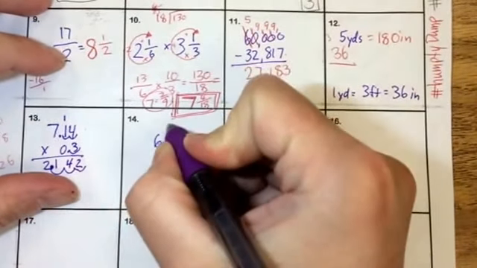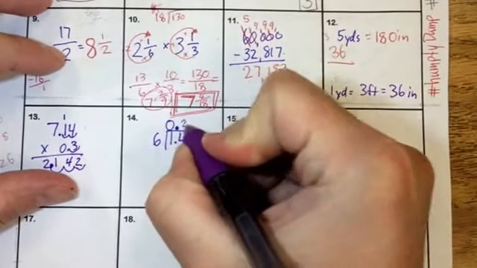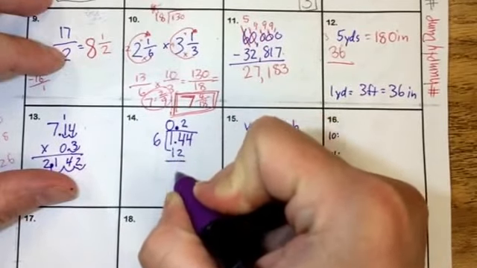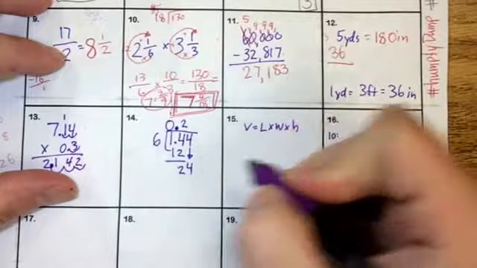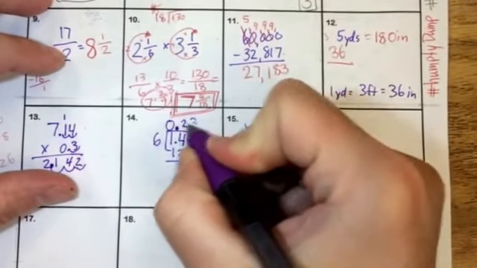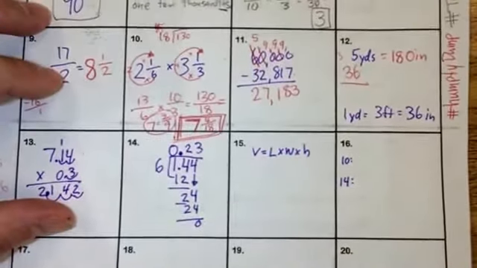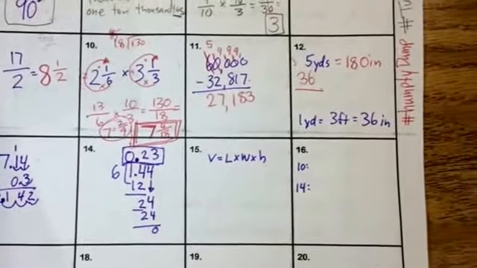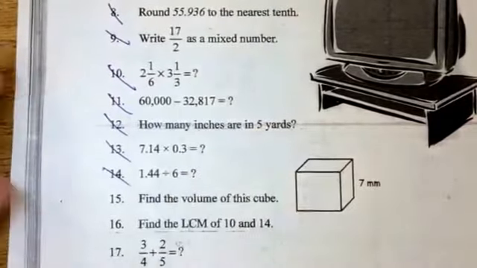I know that 6 can't go into 1, so I'm going to put a 0 up there. I know that 6 can go into 14 2 times. 2 times 6 is 12. 14 minus 12 is 2. I'm going to go ahead and pull down this 4. 6 goes into 24 3 times. 3 times 6 is 24. And so when I get none, I'm done. And so my answer is 23 hundredths.